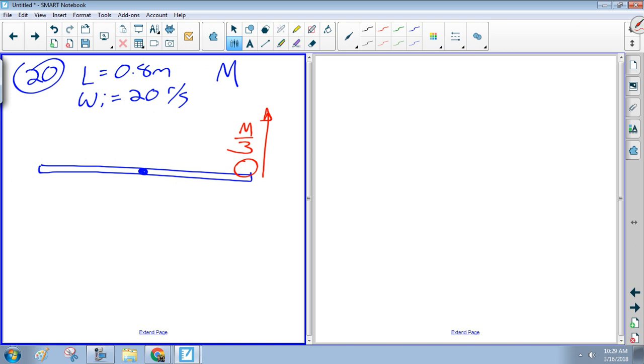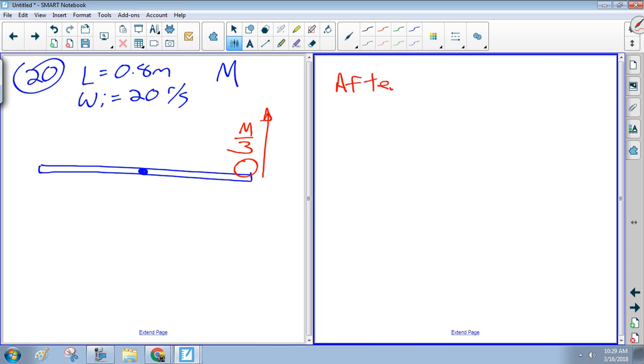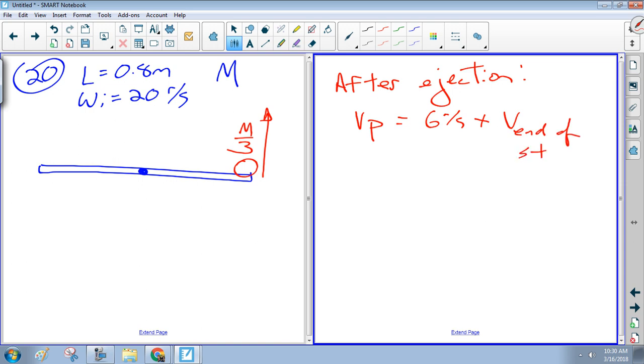So the idea is, after ejection, we've got the velocity of the particle is, what does it say, 6 more than the end of the stick? 6 meters a second plus the velocity of the end of the stick. Does that make sense?